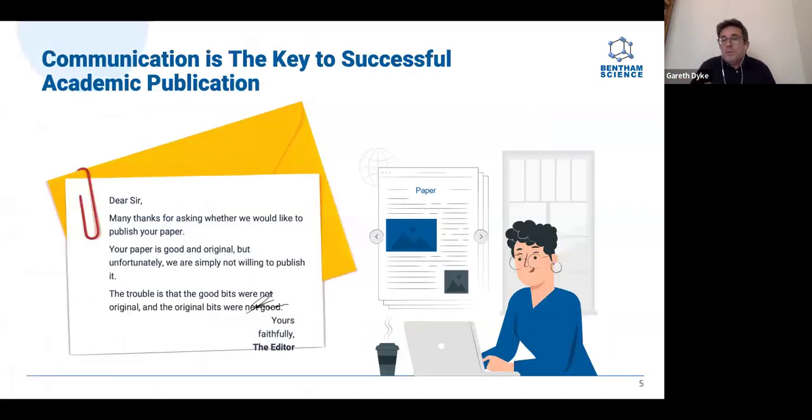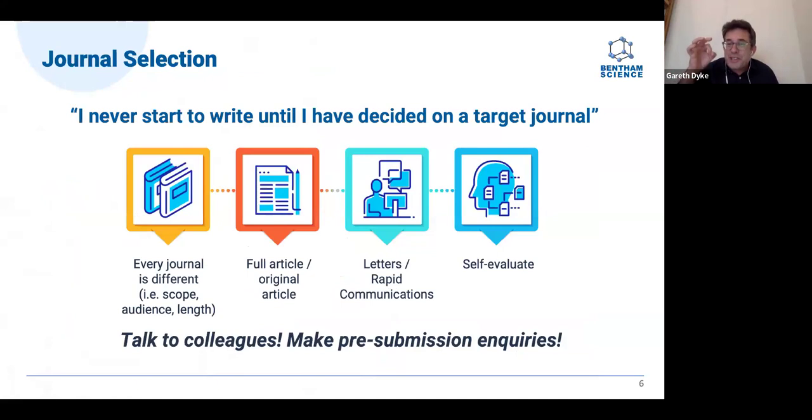Very, very important, because we all get letters like this all of the time. Dear sir, dear madam, many thanks for asking whether we would like to publish your paper. It's good and original, but we're simply not willing to publish it. The good bits were not original, and the original bits were not good. Yours faithfully, the editors. Lots of papers get rejected before they go out for peer review because of issues in the writing. And we talked about this in our webinar last week, how you can effectively communicate your ideas as a research writer to your audience.